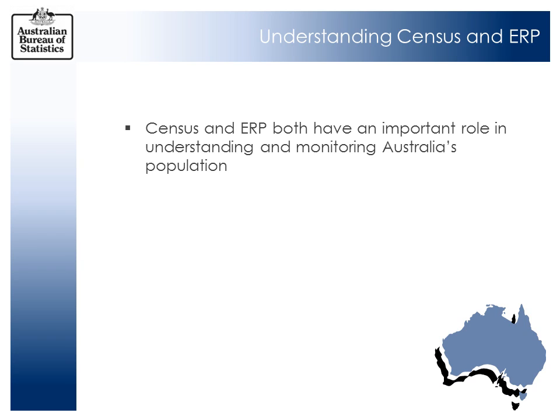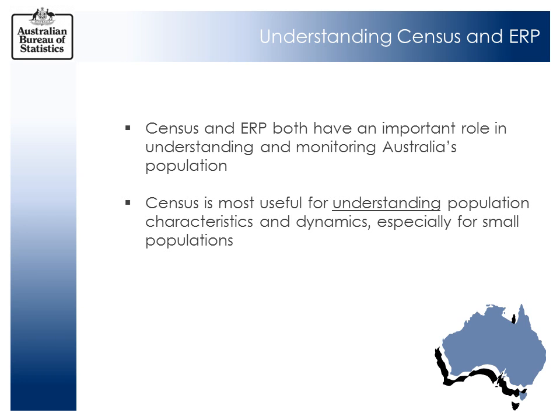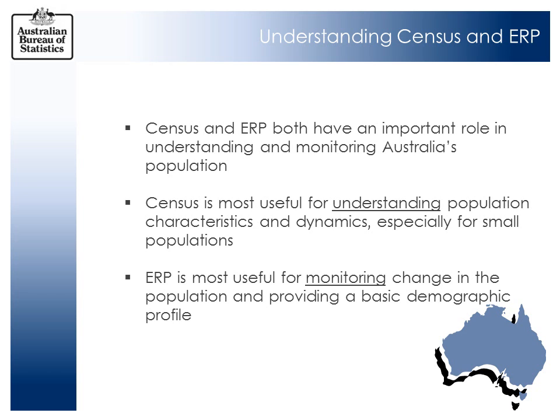Both census counts and ERP are important tools in understanding and monitoring Australia's population, but it is essential to understand the differences between them. Census is a snapshot at a point in time, but contains a wide range of information. It's most useful for understanding population characteristics and dynamics, especially for small populations. Whereas we can only estimate basic demographic information, but we do this regularly. So ERP is most useful for monitoring change in population and providing a basic demographic profile.